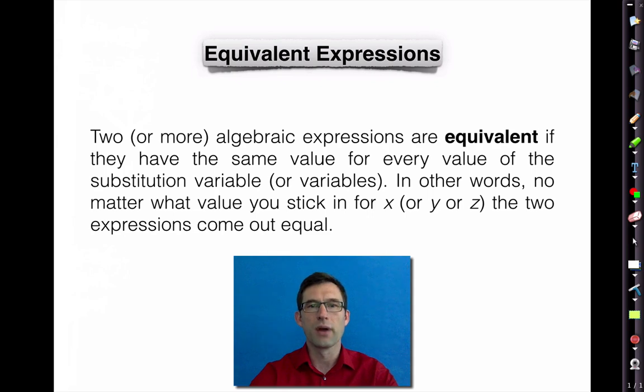It's important to understand terminology, right? We already know what an expression is. An expression is a combination of numbers we know with possibly numbers that we don't know. Two expressions though will be known as equivalent if they have the same value for every value of the substitution variable or variables. In other words, no matter what we stick in for the variable, x or y or z, no matter what numbers we put in, the two expressions have exactly the same value. Really important. Equivalent expressions have the same values no matter what you put in for x, y, or z. So we're going to play around with this for the entire lesson. It's an amazingly important idea in algebra.